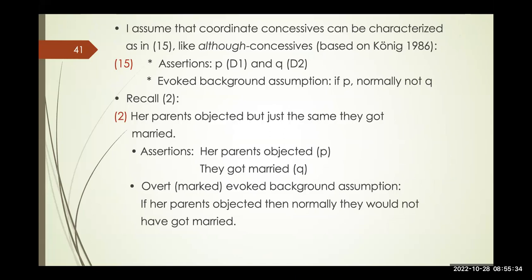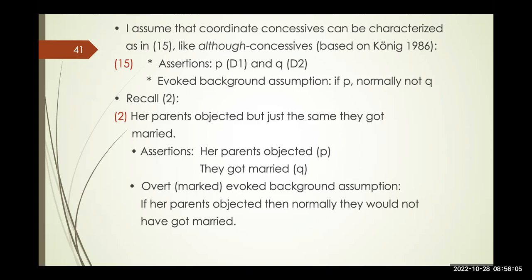Ekkehard König back in 1986 proposed that concessives involve assertions, a P and a Q, or if you like, a D1 and a D2. P and Q is better because they're not always in the order D1 and D2, as we'll see. So the two assertions and an evoked background assumption: if P, normally not Q.